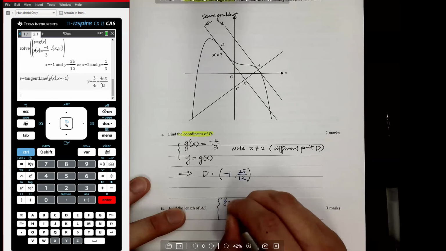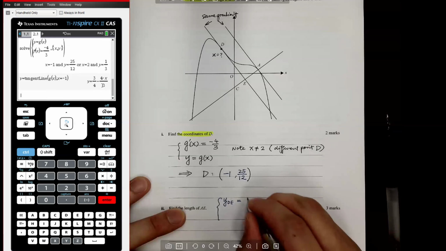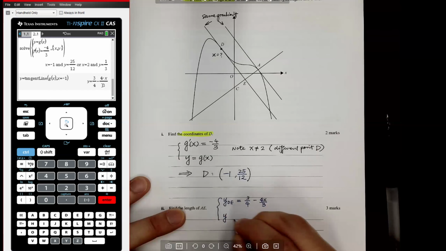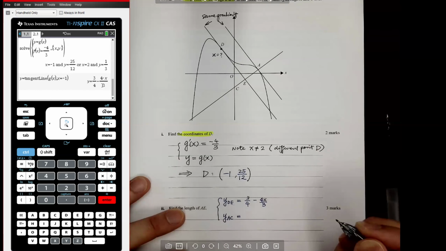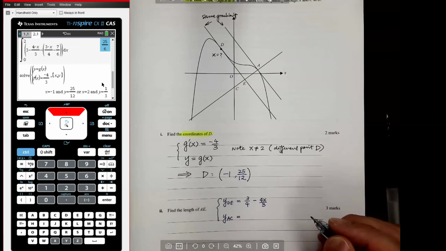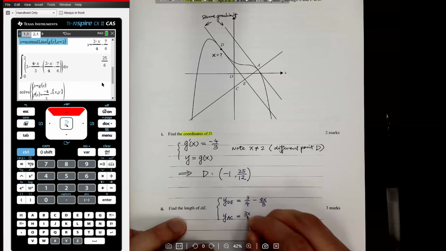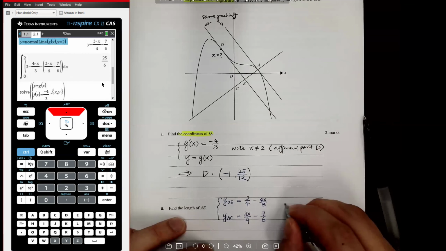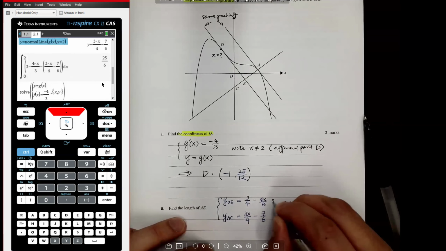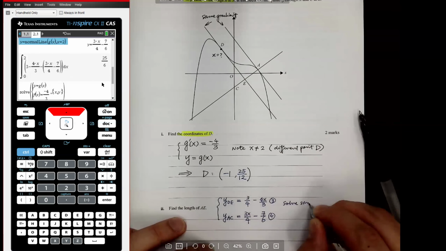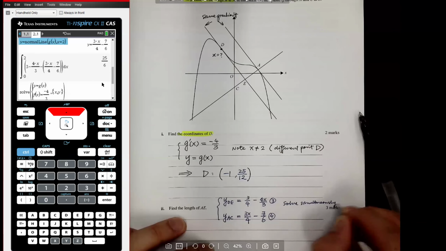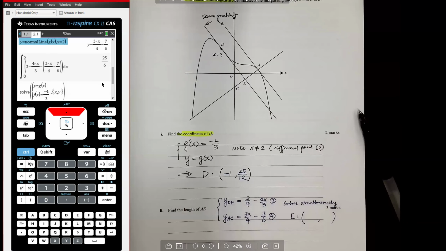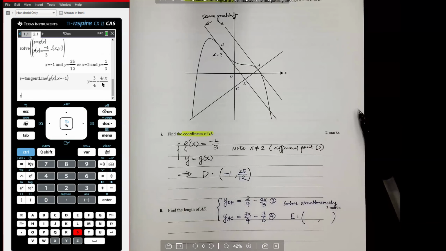So y DE equals 3 on 4, take away 4x on 3, and y AC, that is something we obtained before. So you will see this is 3x over 4, take away 7 on 6, and solve simultaneously. We have a point E somewhere, so you can actually go for the solve button.